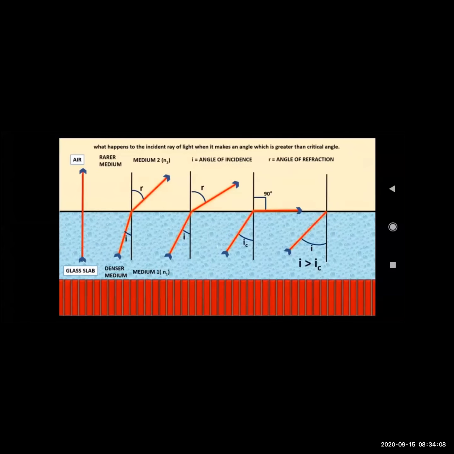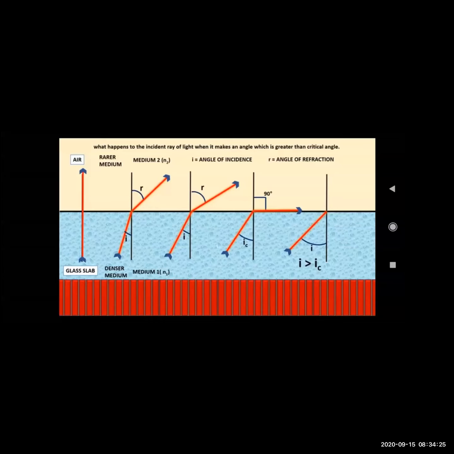Look at there. I is greater than IC. IC means critical angle. I means angle of incidence. Angle of incidence is greater than critical angle. We are using the glass slab. The glass slab critical angle is 42 degree.